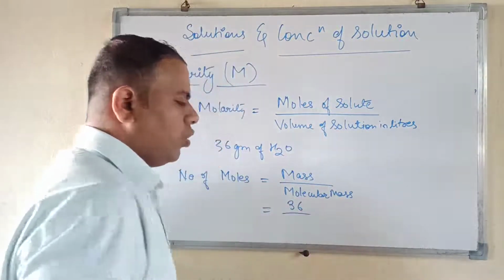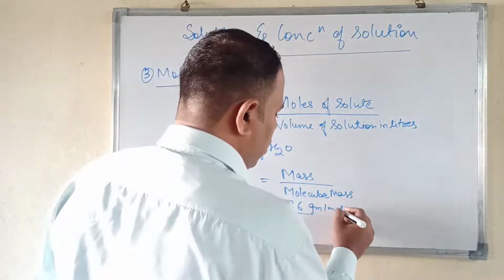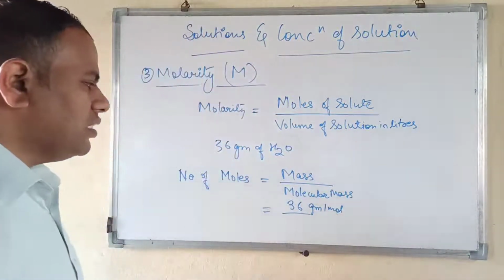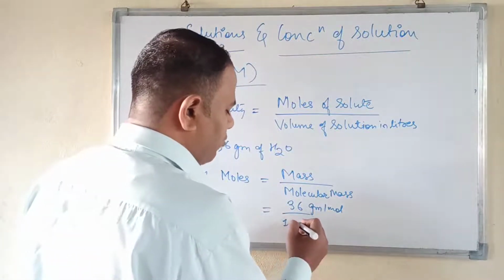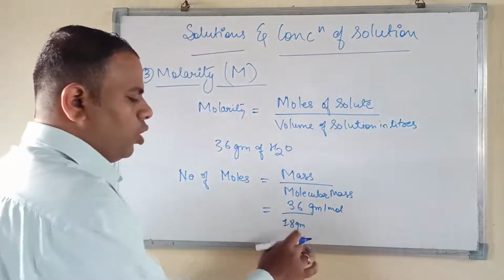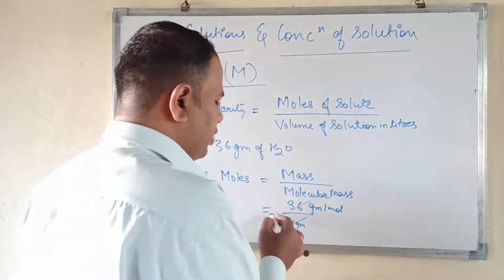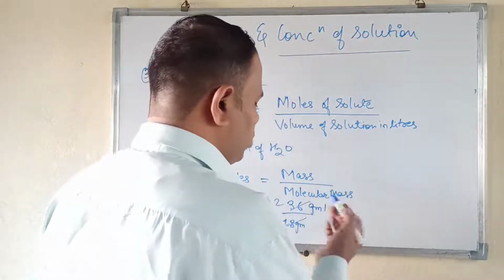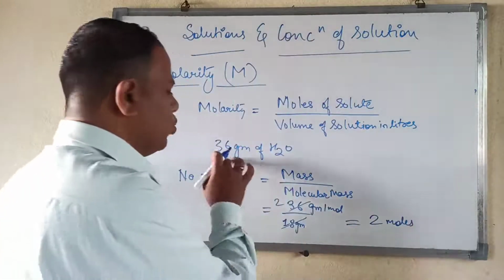Now we know the unit of molecular mass is grams per mole. The molecular mass of water is 18 grams. So when we calculate, the grams cancel off and it becomes 36 by 18, so it will be 2 moles. So we have been given 2 moles of water.